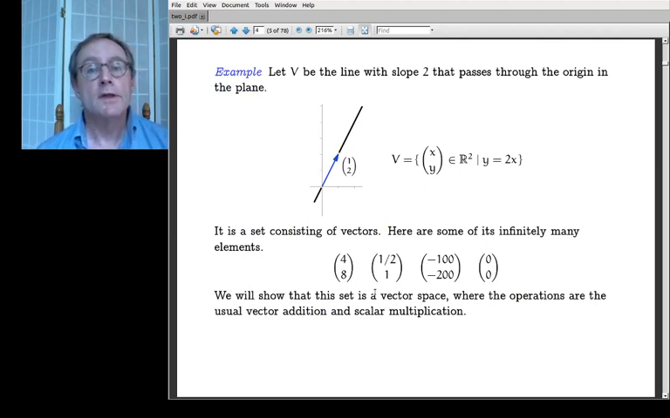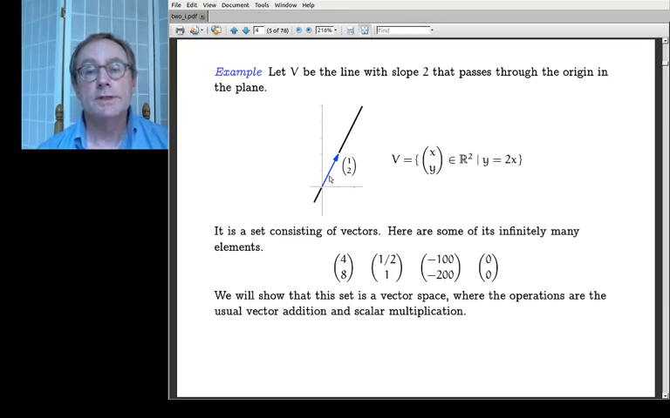I want to look at this line that passes through the origin. So this is a line in the plane. Here's the plane. It's a line in the plane, and it's all the multiples of the vector (1, 2). You see (1, 2) in blue here, so this is the line with slope 2 that passes through the origin in the plane. That's a collection of vectors.